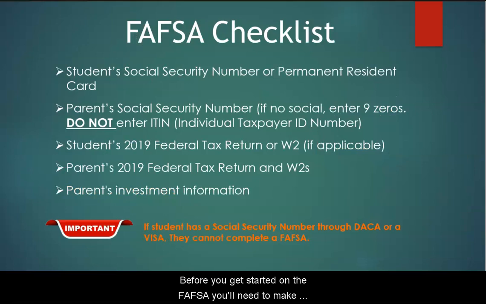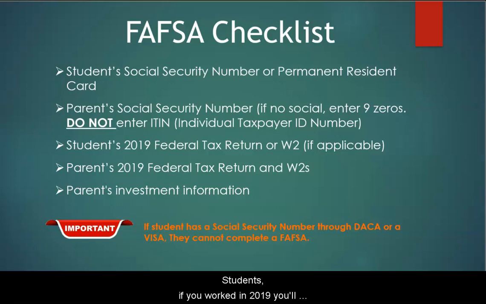Before you get started on the FAFSA, you'll need to make sure that you have all the required documents. So students, you'll need your social security number, or if you're a permanent resident, your permanent resident card. Your parent will need to have their social security number. If they don't have one, that's fine. They'll just be providing zeros in place of their social. Please remember, do not have them submit ITIN numbers in place of their social.